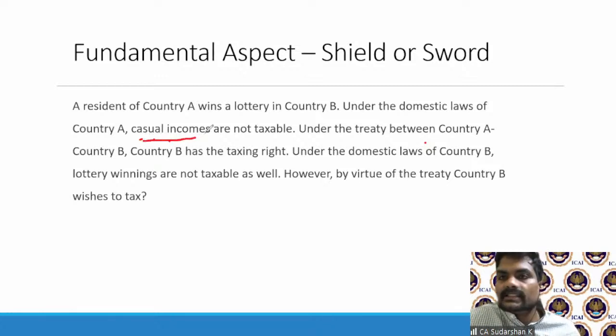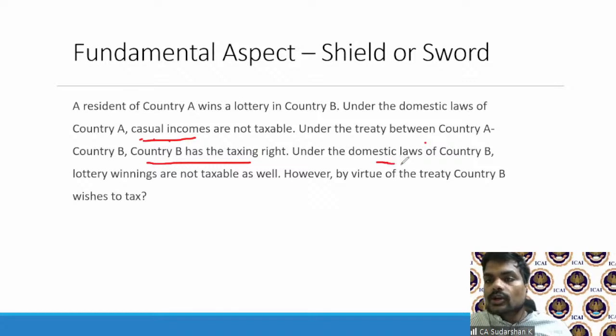Say, take Middle East. Normally, casual incomes are not taxable. Under the treaty between country A and country B, country B has the taxing right. So they are saying that under the treaty, any income from other sources, the taxation will be with country B. Now, ironically, under the domestic laws of country B also, lotteries are not taxable. However, by virtue of the treaty, country B wishes to tax.